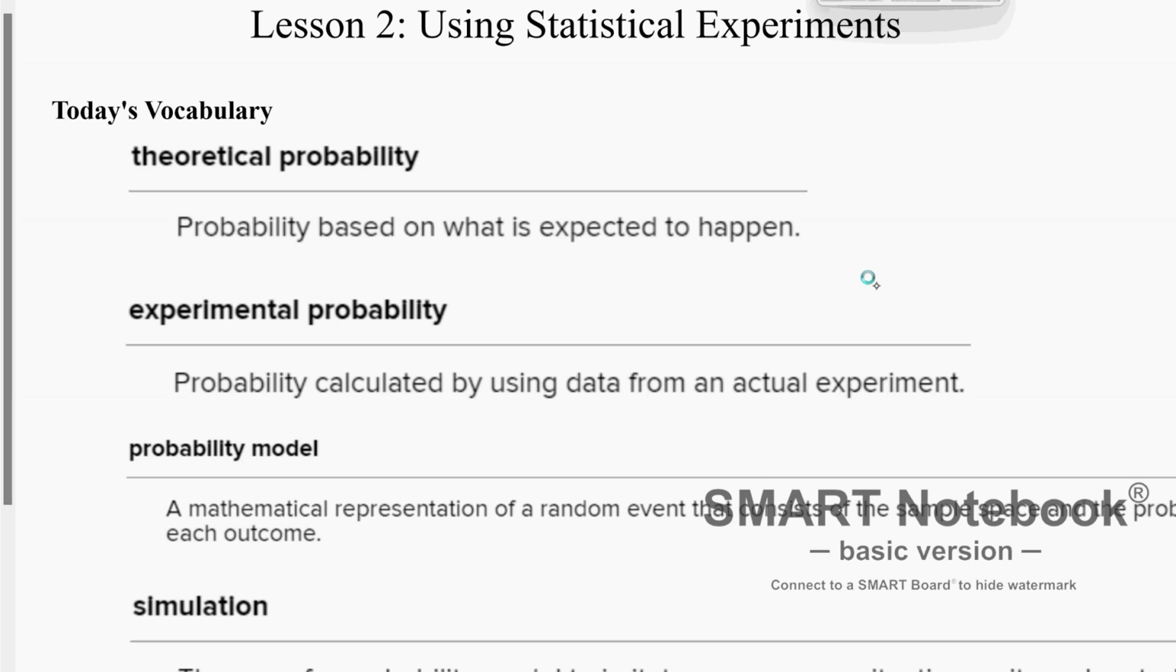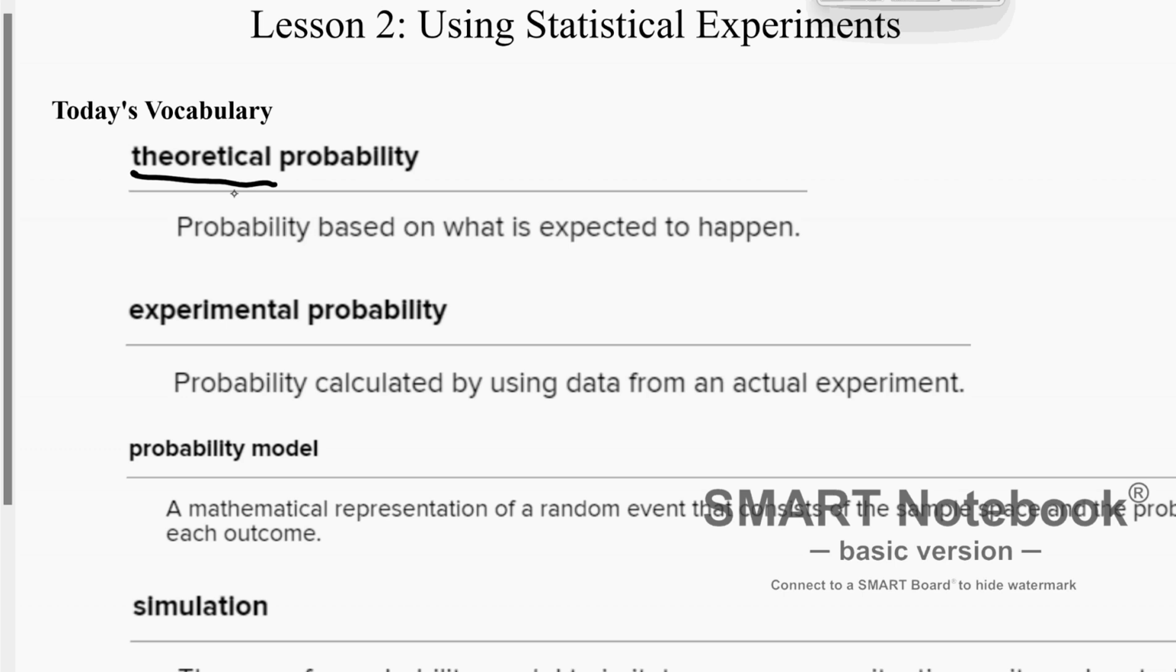All right, in lesson 2, we're using statistical experiments. We're going to go over some vocabulary and then we're going to find some probabilities and determine if they are theoretical, which means just find the possibilities of what is expected outcome. Think about flipping a coin. What's the probability of landing on heads? You would just say 50%, right?